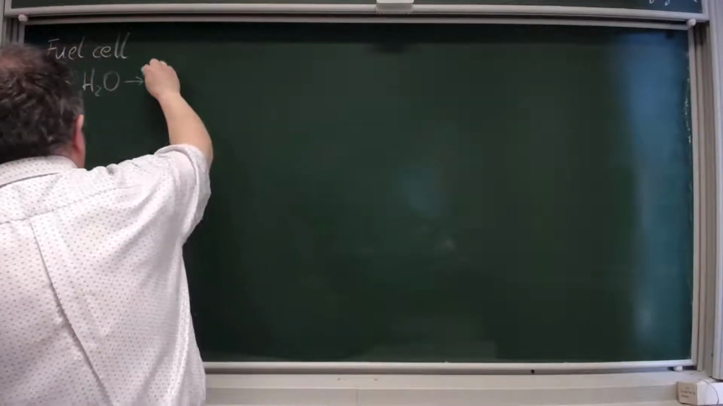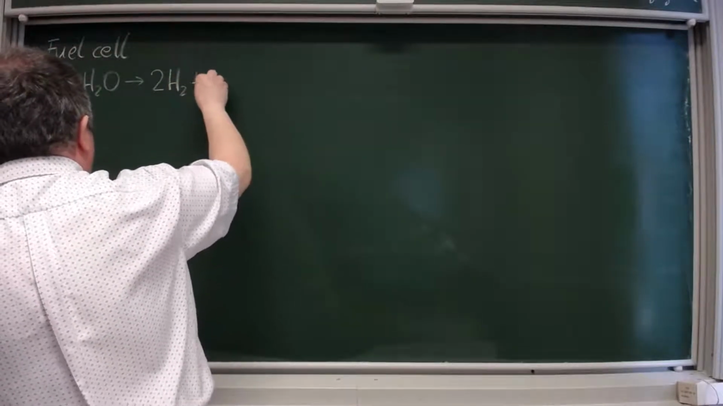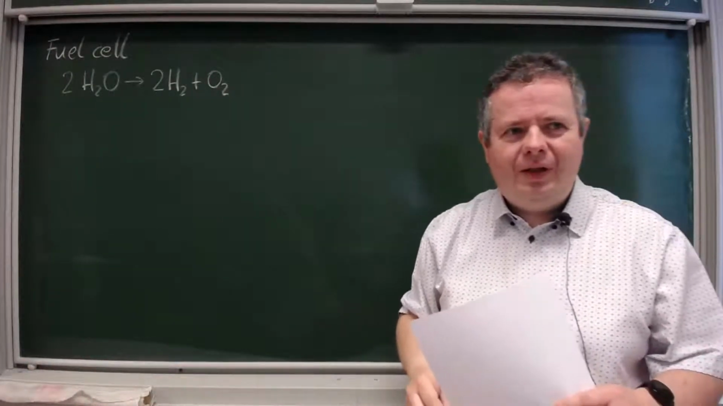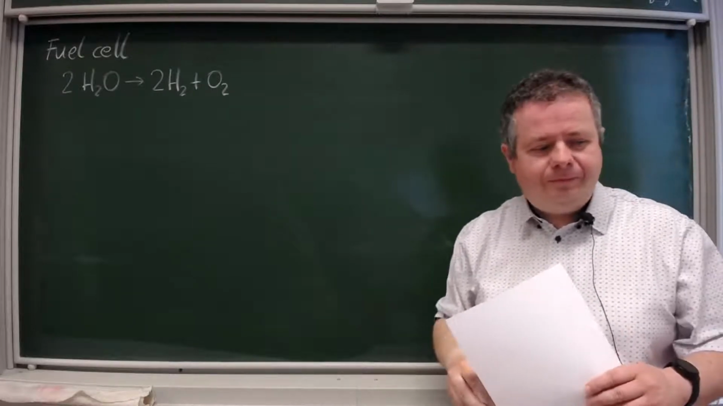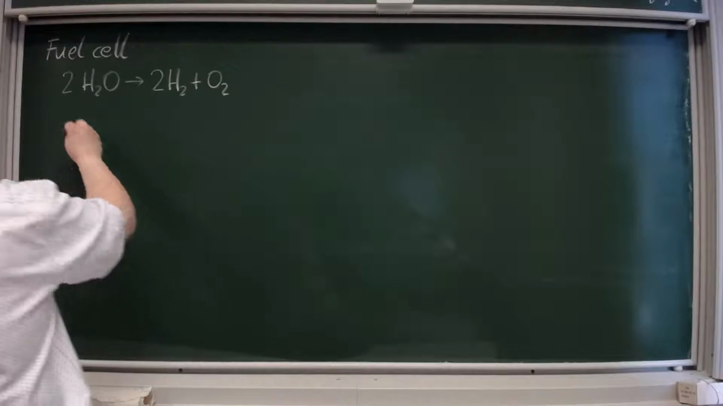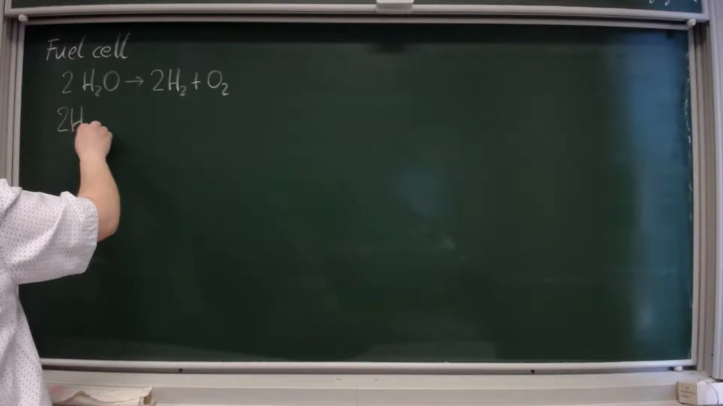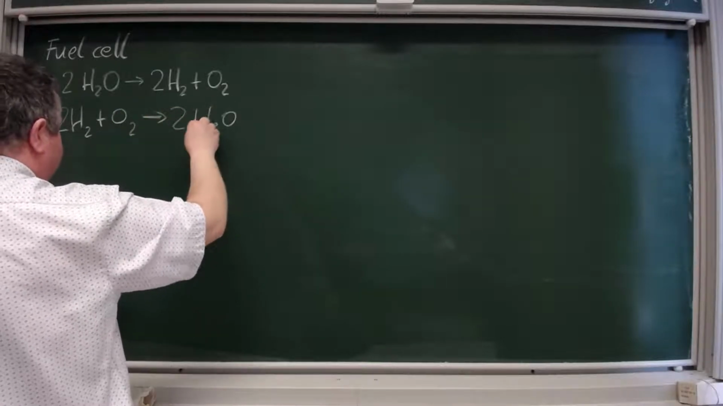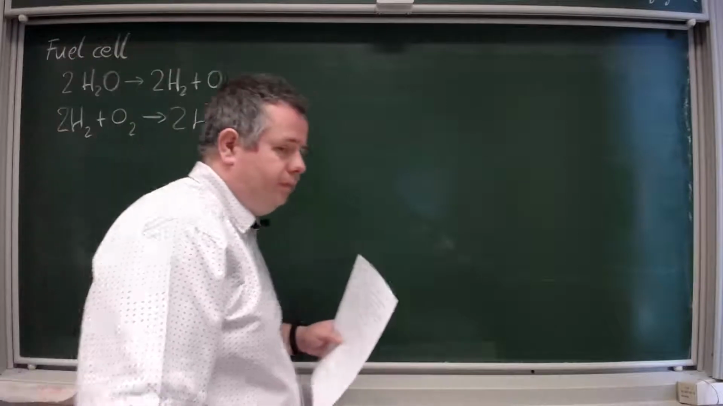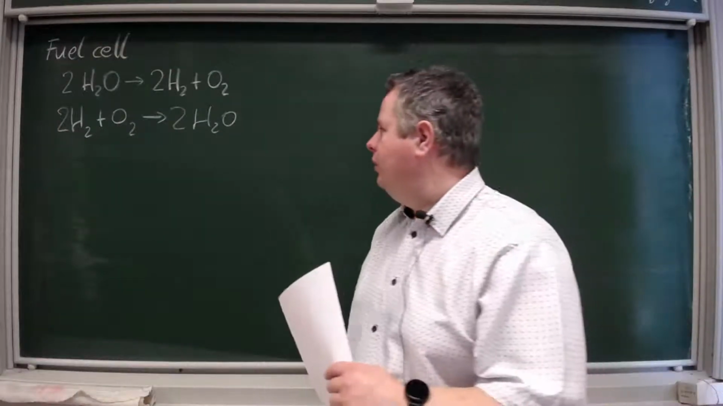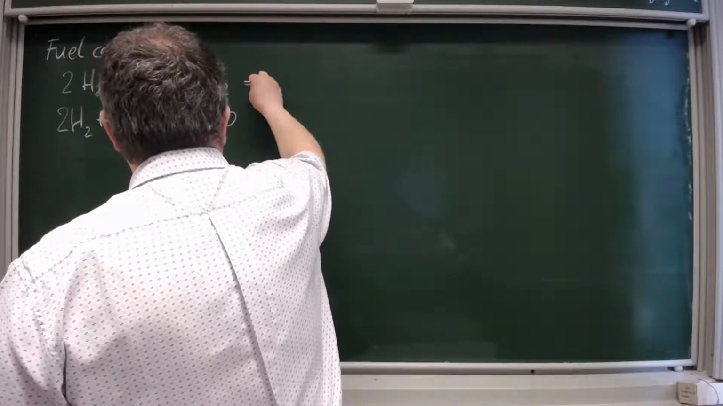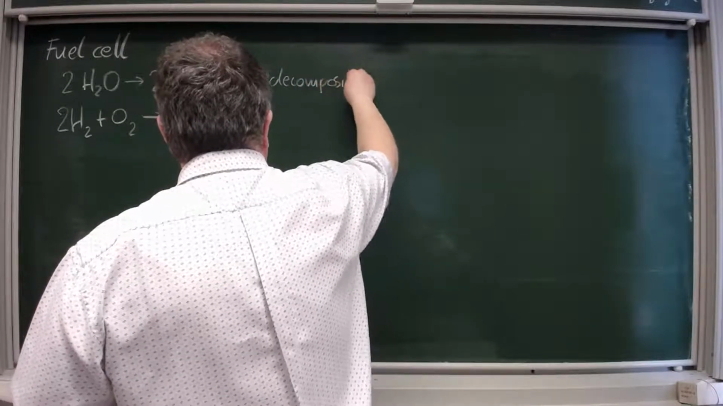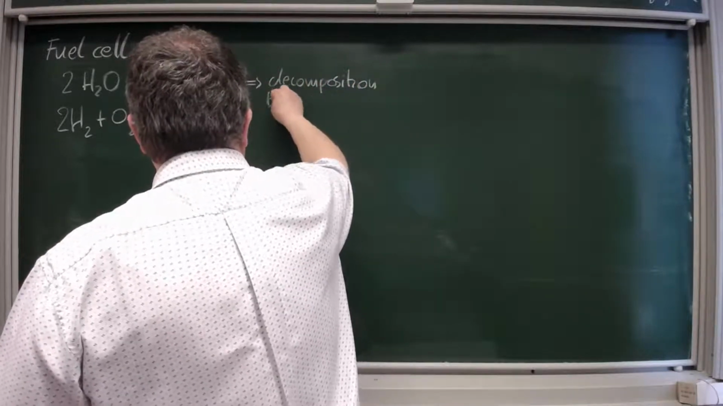How can you decompose it? You will have 2 hydrogen molecules plus 1 oxygen molecule. You have seen this for sure. And also you have seen the opposite: 2 molecules of hydrogen plus 1 molecule of oxygen gives us 2 molecules of water. And the first is the decomposition, by electricity usually.